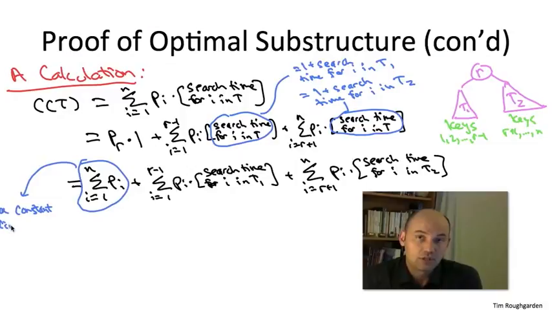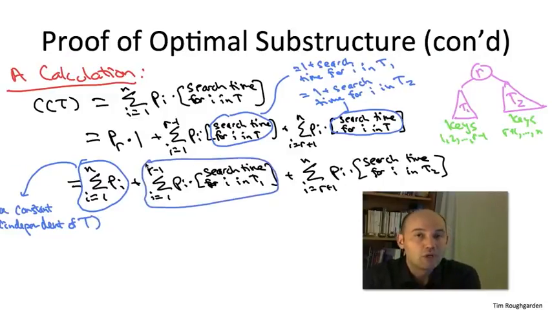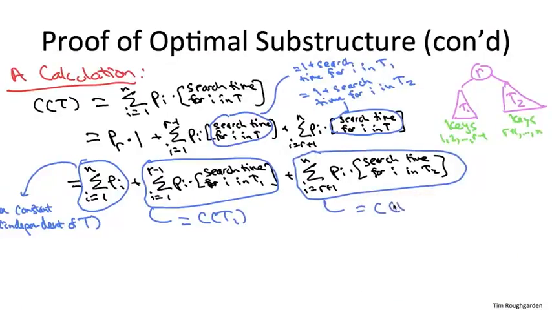What's the second sum? So that's the sum over the objects from 1 to r-1, the frequency of i times the search time for i in the search tree T1. Well, we have a much better, shorter nickname for that sum. It's the weighted search time of the search tree T1 for the objects it contains, 1 through r minus 1. Similarly, this last sum from i equal r plus 1 to n of the frequency of i times the search time in T2, that's just the weighted search time in the search tree T2.